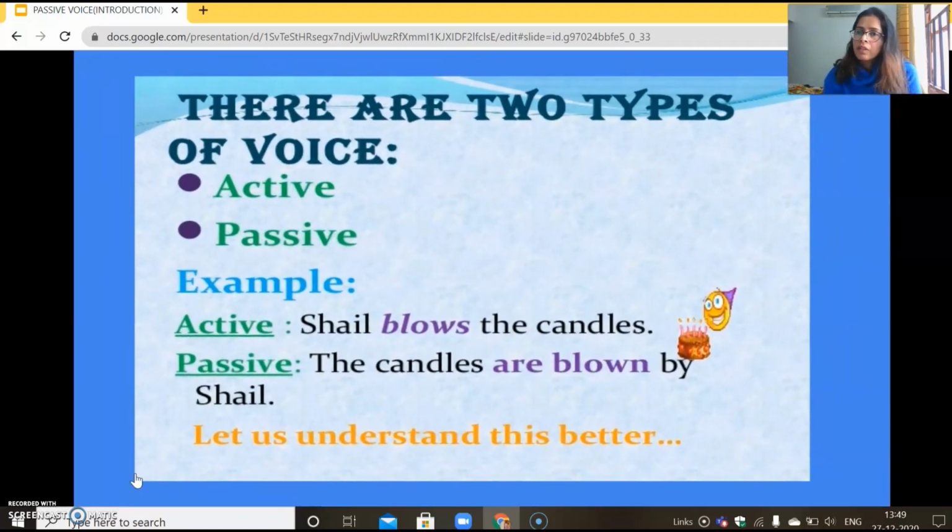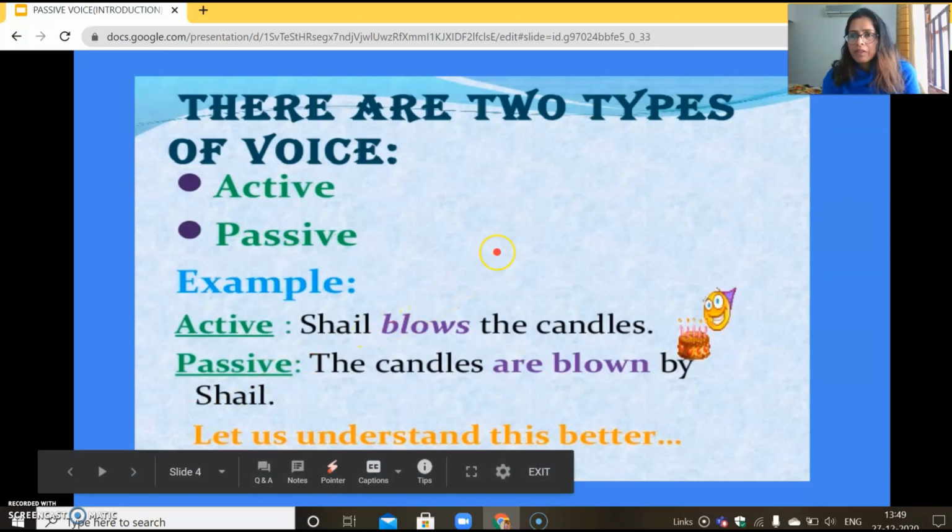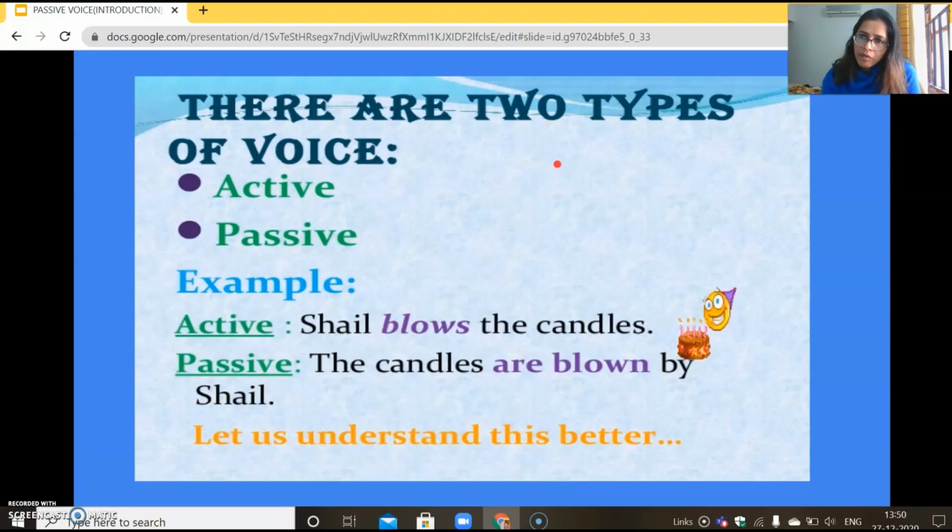Now, students, you can express your ideas in two different ways, right? Either in active voice or in passive voice. So, understand further. There are two types of voice in English grammar. First is active voice and second is passive voice. Now we are going to discuss the difference between active and passive voice.